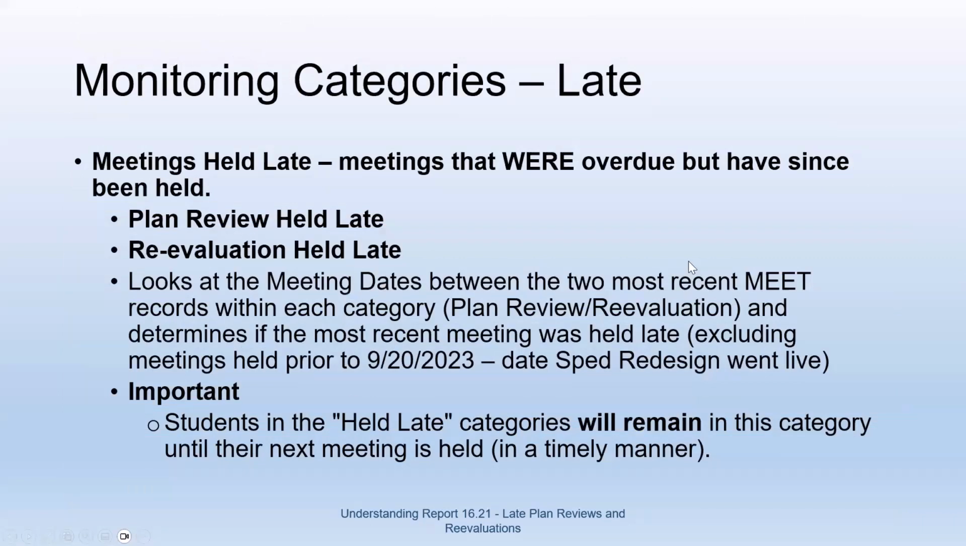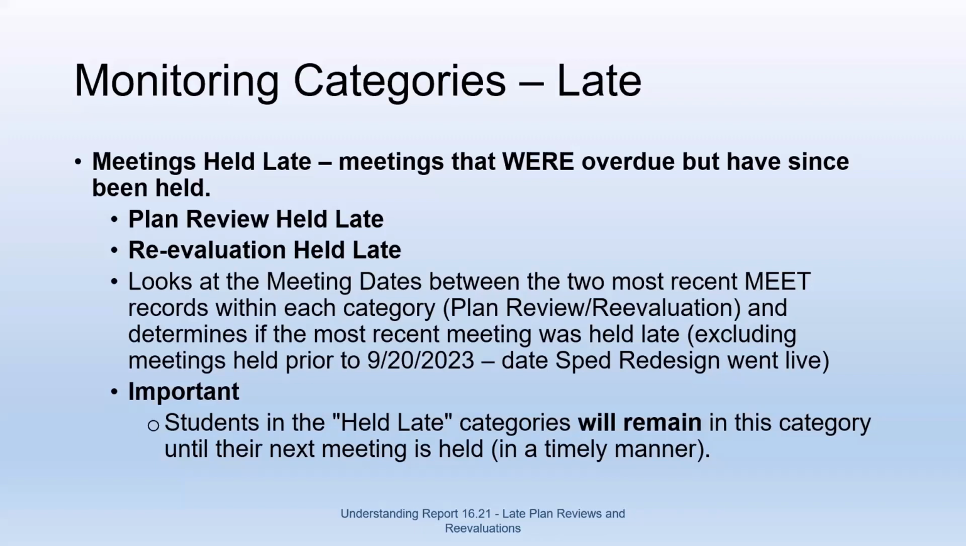All right, so let's move on to the late categories. And I will pause for questions in just a minute, by the way, folks, because there's a lot of them. So meetings that were held late. These are meetings that at one point were overdue, but they have since been held. And so there's two categories. The first is plan review held late, and the next one is reevaluation held late.